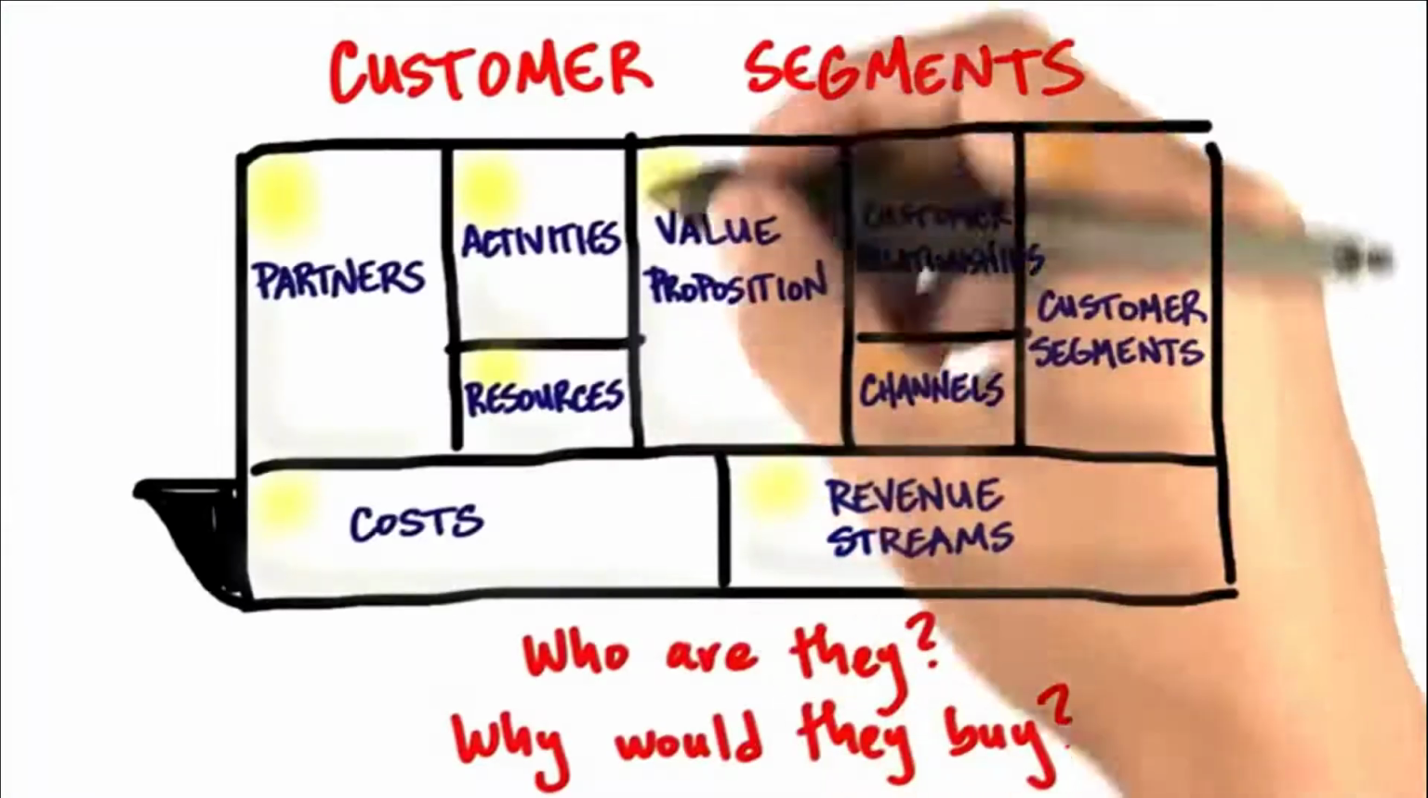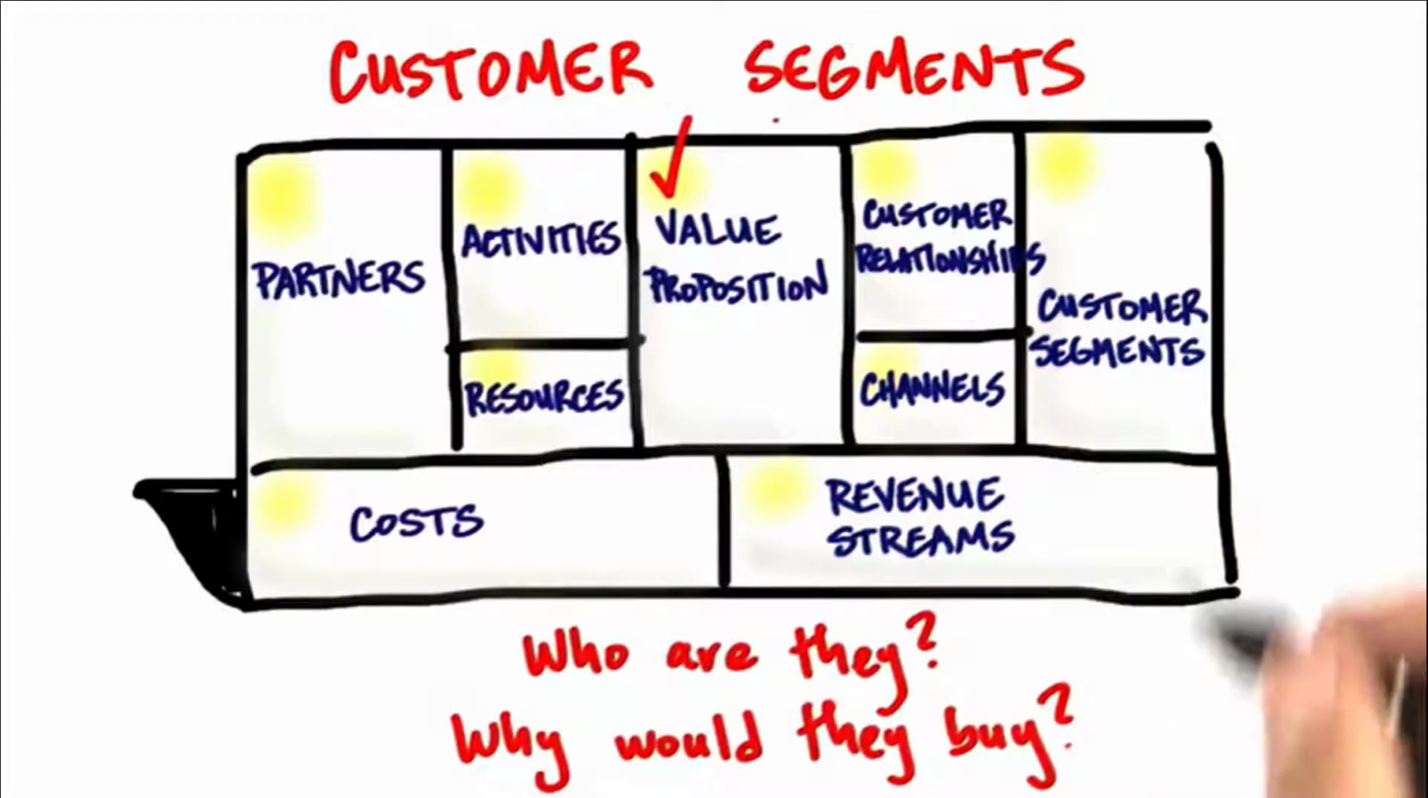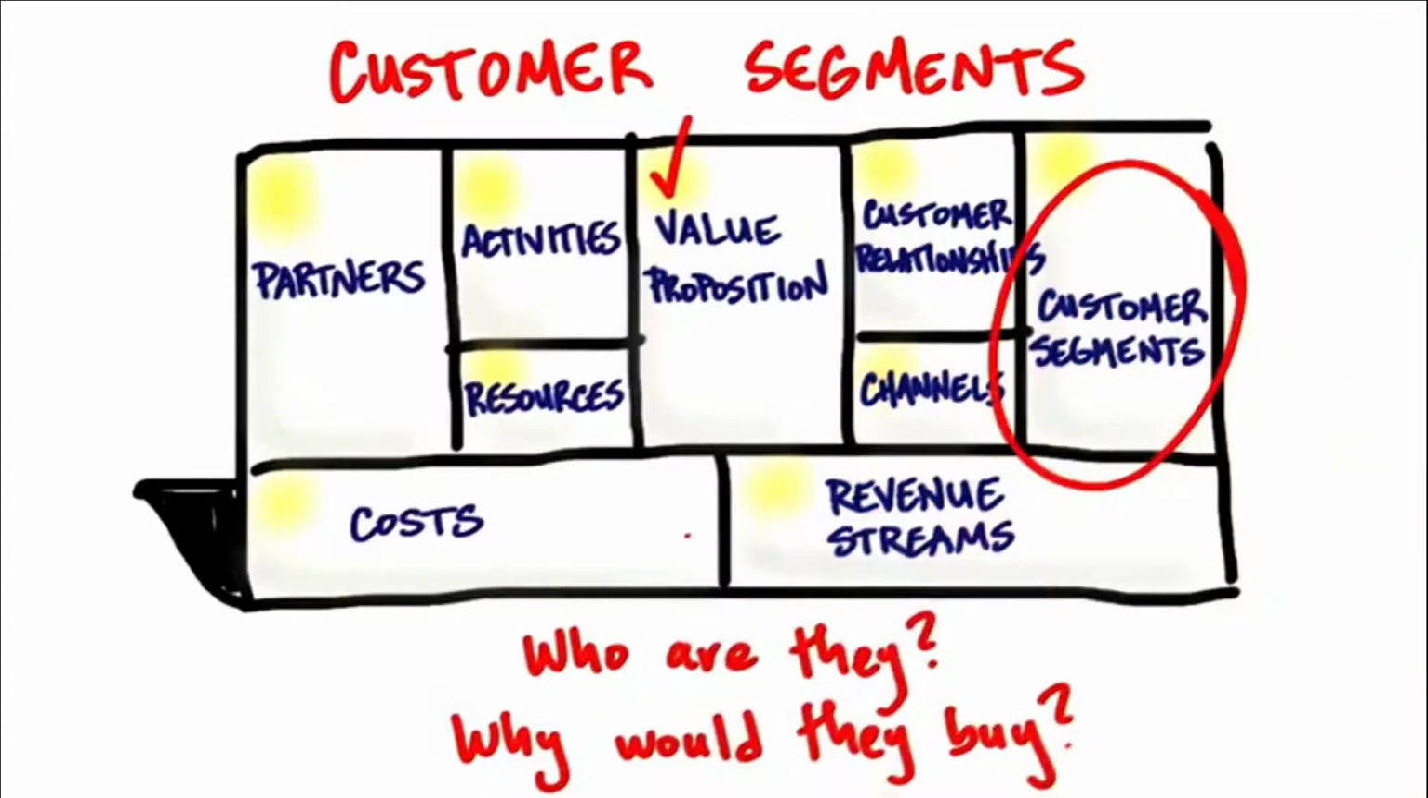Today we're going to talk about customer segments. Who are you building your value proposition for? What jobs do they want to get done? What pains do they want to solve and what gains do they want to see? And at the end of this, what you want to find is the archetype or persona of who you're building the product for.